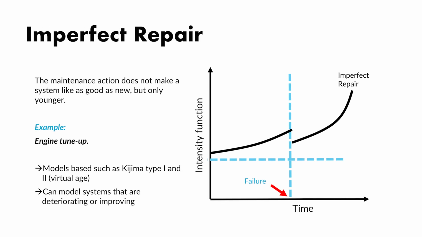And then we have the concept of imperfect repair, in which we assume that the maintenance action does not put the system back to good as new, but only a little bit younger. So, for example, an engine wash is an example of an imperfect repair. To analyze this kind of repairs, we have to resort to more complex, more advanced topics, such as the Kijima type 1 and 2 processes, and we need to introduce the concept of virtual age.